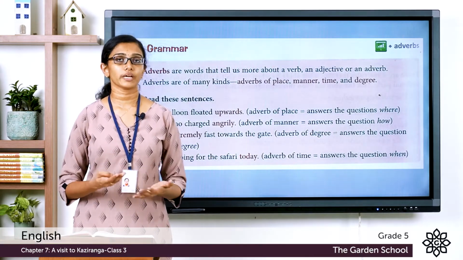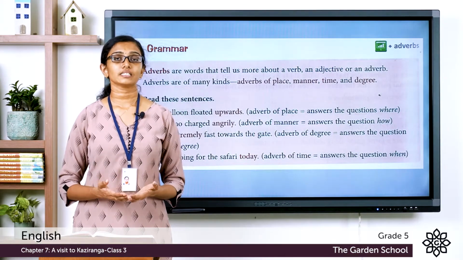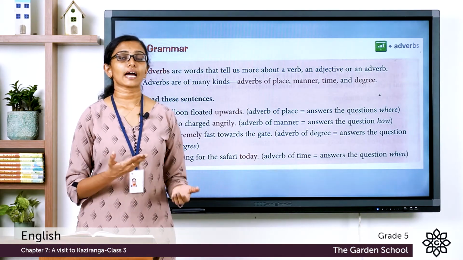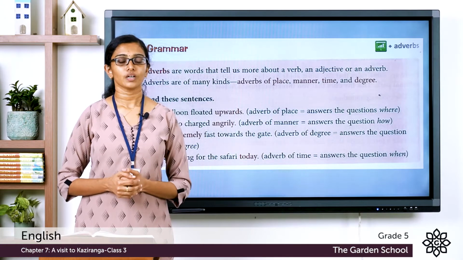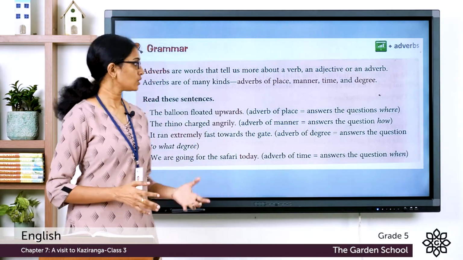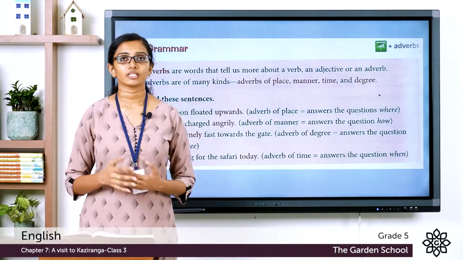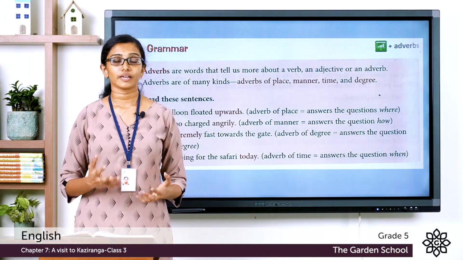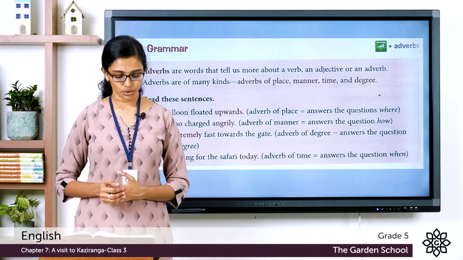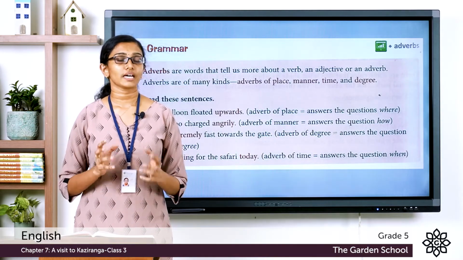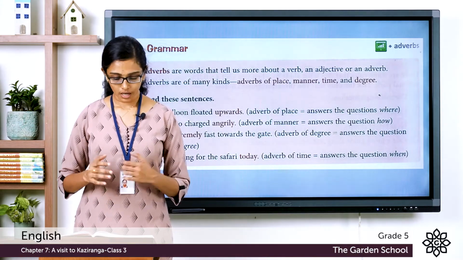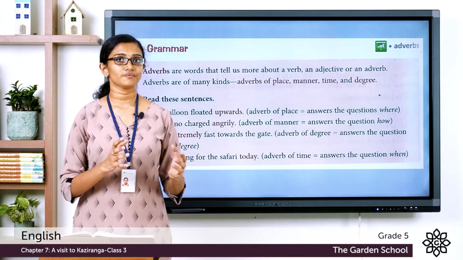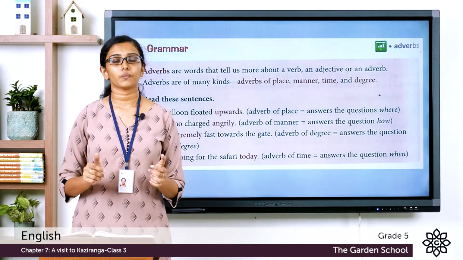An adverb of place is a word that tells us where the verb or the action is taking place. Let's see one example. The balloon floated upwards. So this shows where the balloon is going to. So where the action is happening, that is shown by the word upwards. So that is an example of adverb of place. So an adverb of place answers the question where.